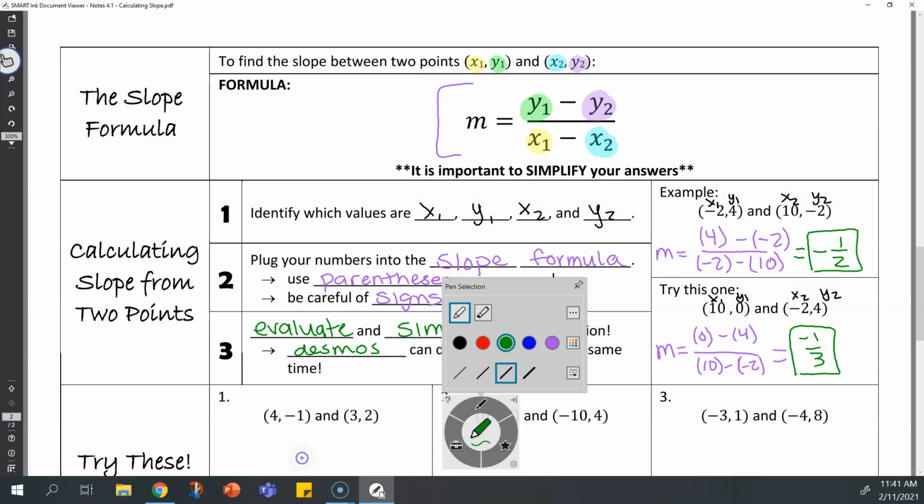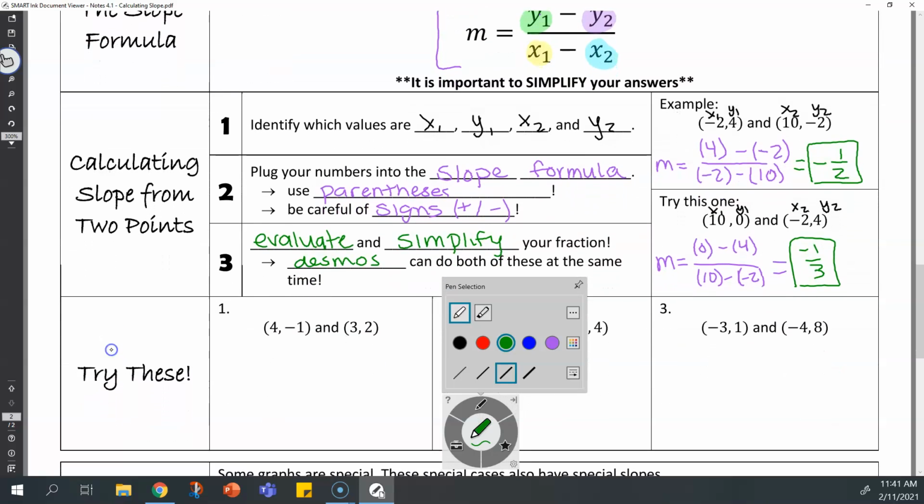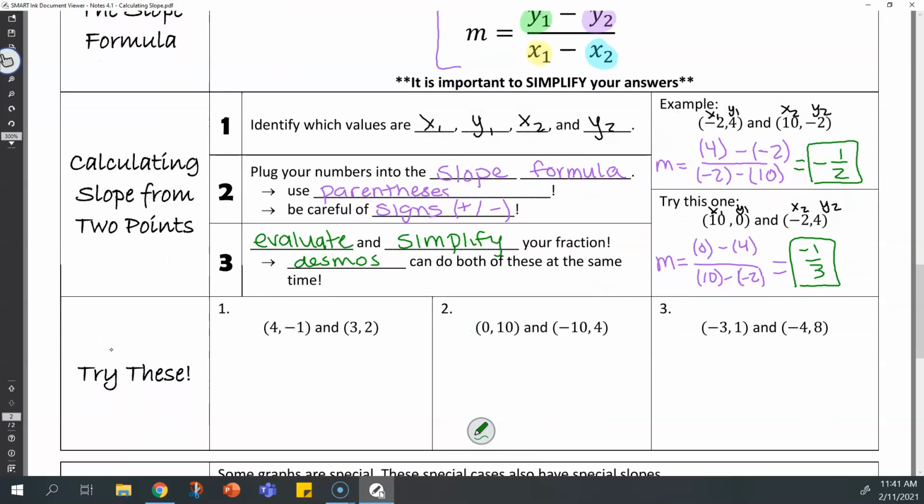Okay. With that in mind, go ahead and try 1, 2, and 3. Pause the video, copy this on your paper, work it out, and then come back here and check your answers with my answers.